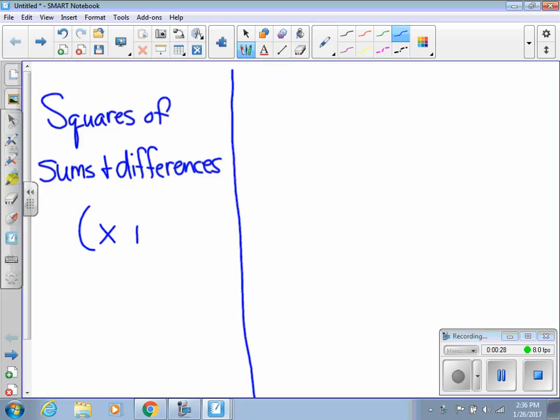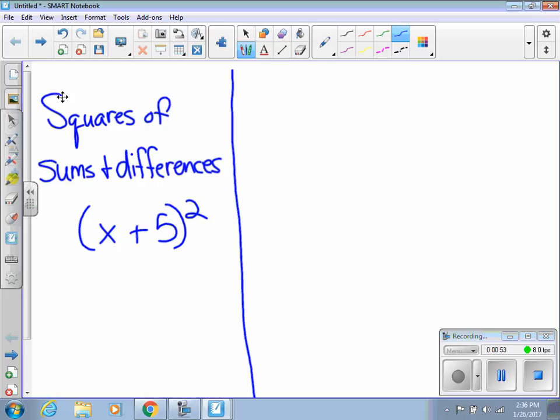x plus 5 quantity squared, I could easily do FOIL. I could do the quantity x plus 5 times the quantity x plus 5. Okay, and do FOIL, and I'd get the answer. But what I want you to do is learn and recognize these special products, because you're going to need them later when you are factoring and simplifying rational expressions.